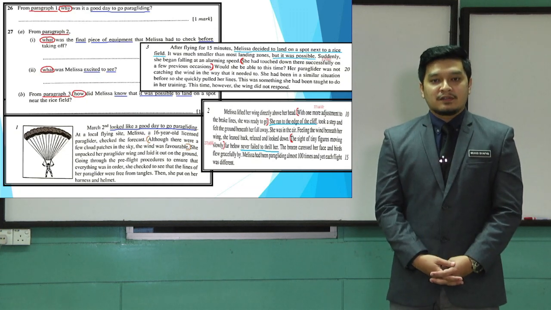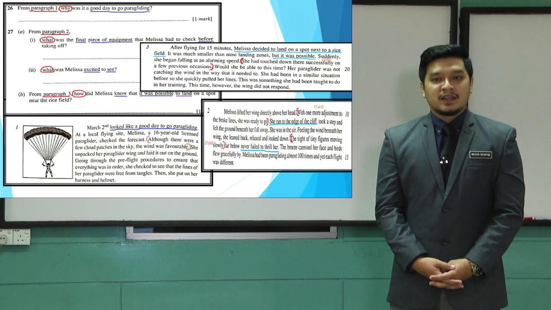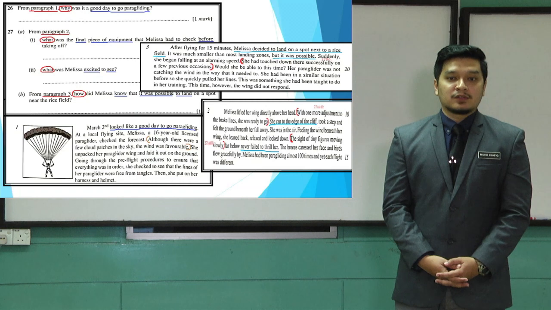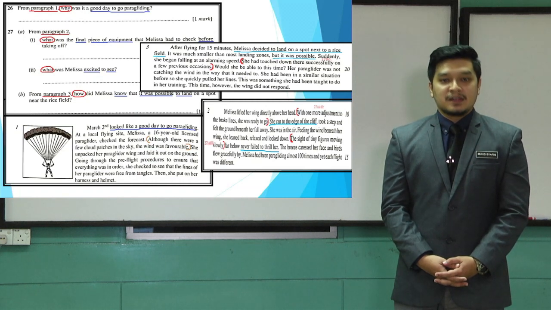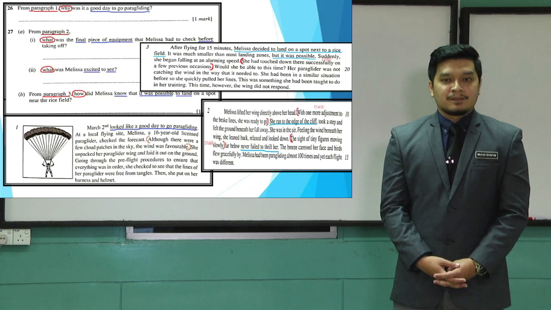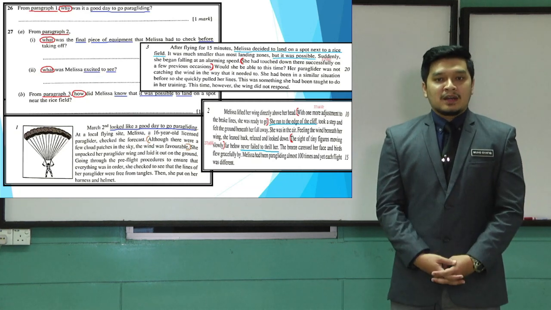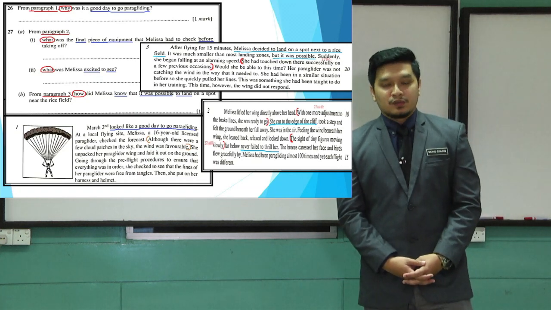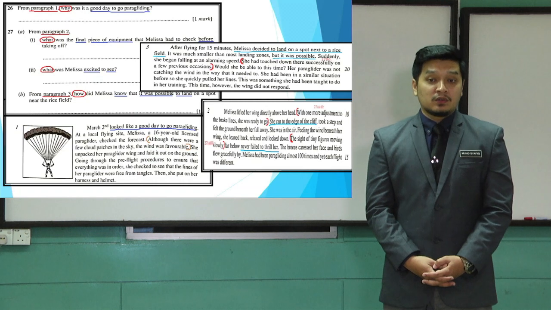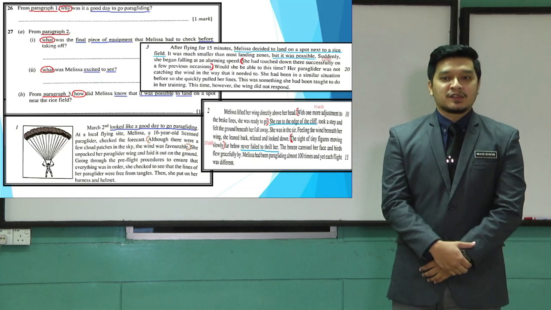So let's have a look at paragraph 3. After flying for 15 minutes, Melissa decided to land on a spot next to a rice field. That sounds similar to the keywords in the question. Okay, but that's not the answer, because this was the point where she decided to land. It was much smaller than most landing zones, but it was possible. Okay, now she knew that it was possible. But the question is, how did she know that it was possible?